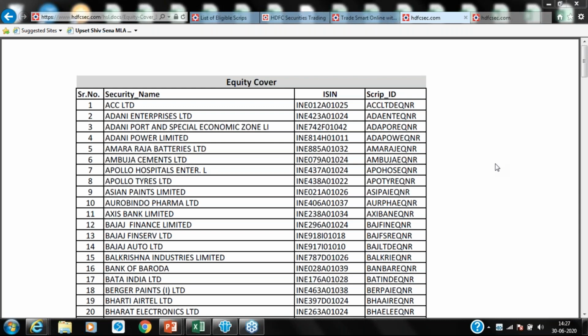Yoga Manan has a question. If we convert a cover order to a cash order, what happens to the leverage? Obviously, you will require that particular amount in your bank account. Only then can you convert it from cover to cash. Kapil has a question. Can we use this cover order in futures also? Yeah, Mr. Kapil, in futures, not in options.